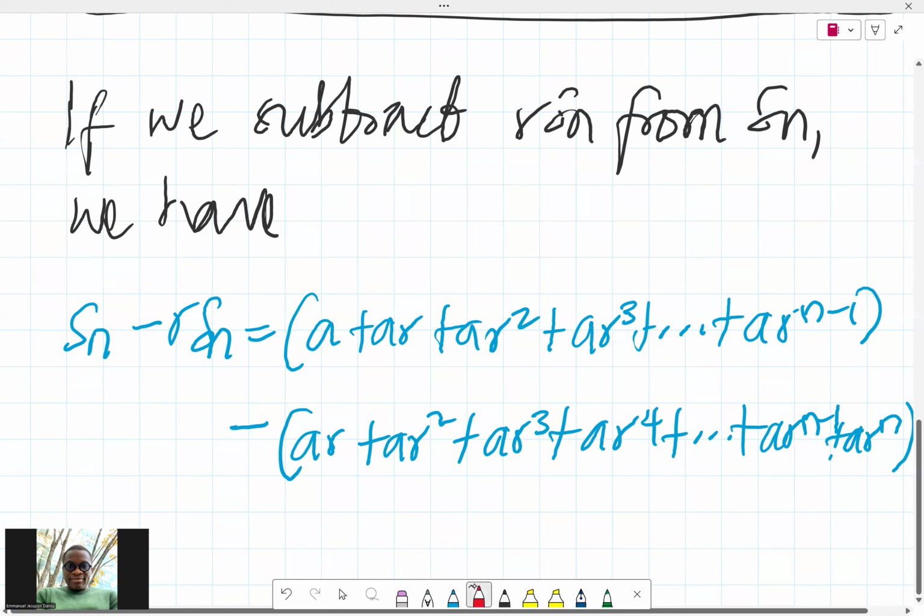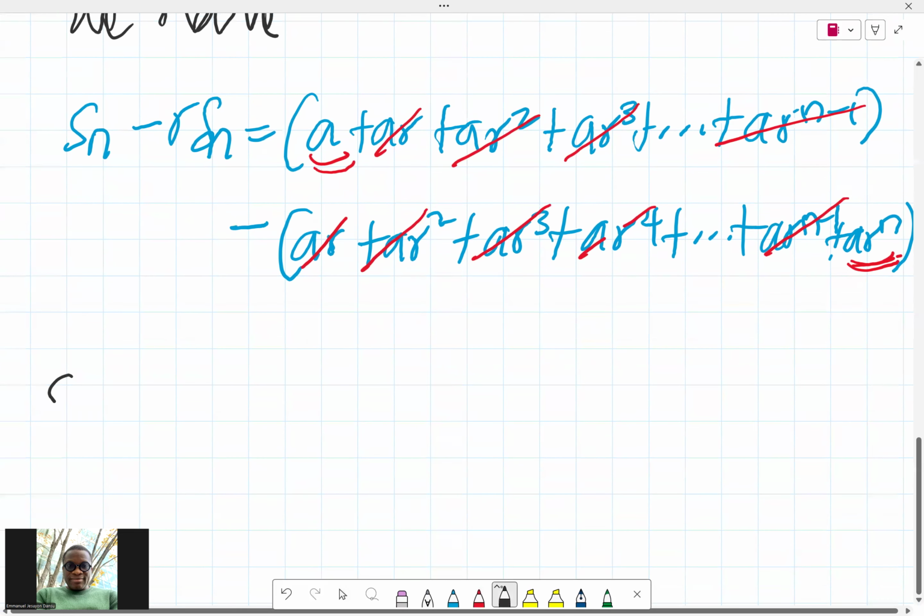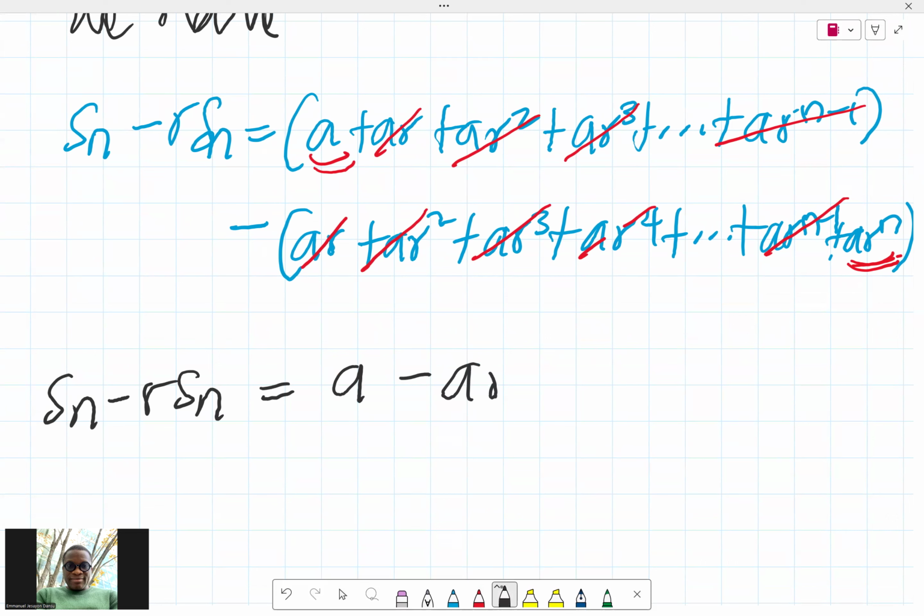Now imagine that, since we are subtracting term by term, A no longer exists down here, but we have it up there. So A is going to remain. AR cancels AR, AR squared cancels AR squared, AR cubed cancels AR cubed, AR^4 cancels AR^4 after AR cubed, and AR^(n-1) cancels AR^(n-1). So you now have A and AR^n left. These are the two terms you have now. So we can say Sn minus RSn equals A minus AR^n.